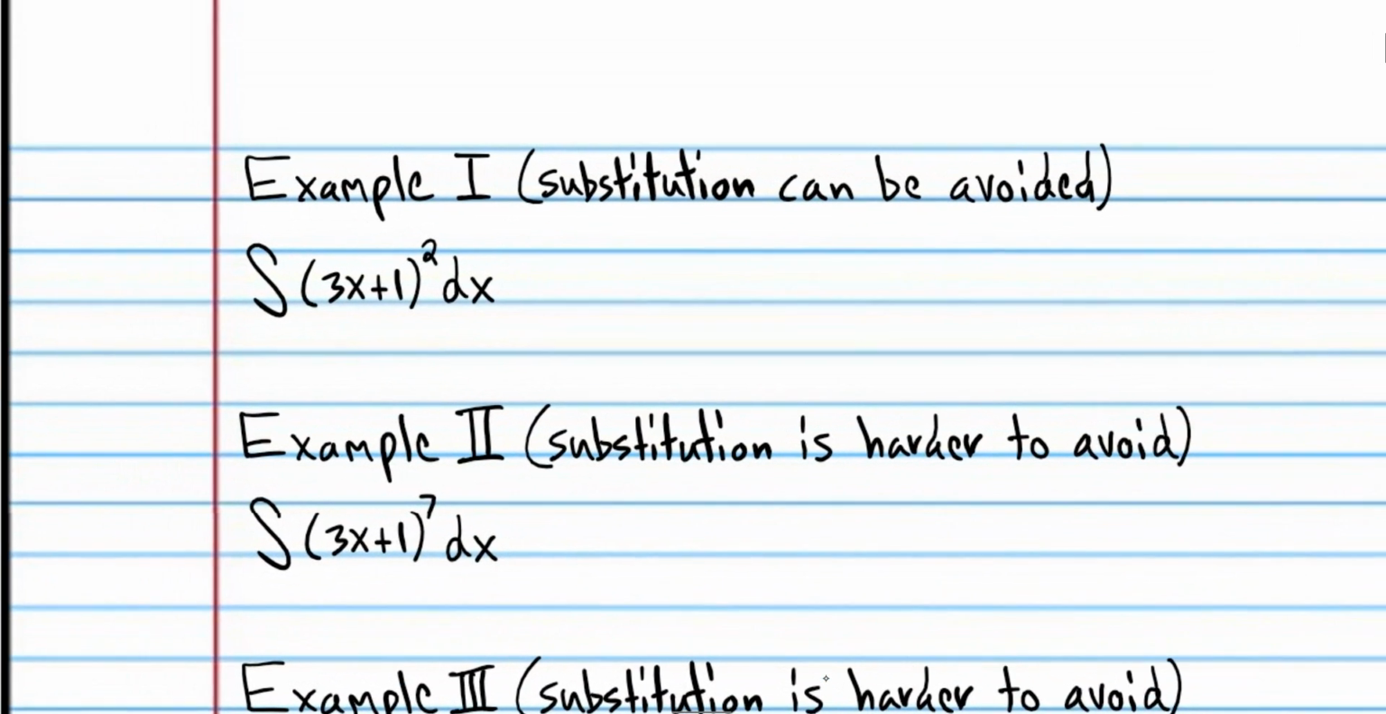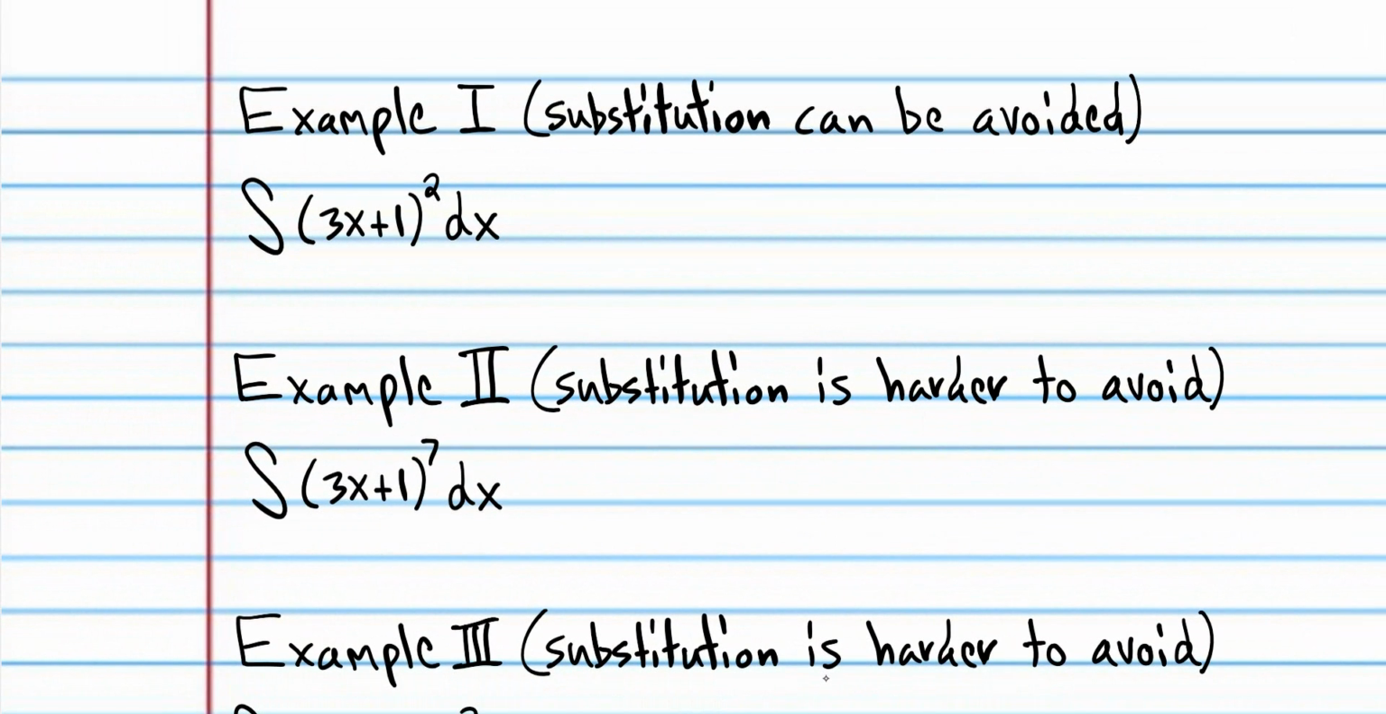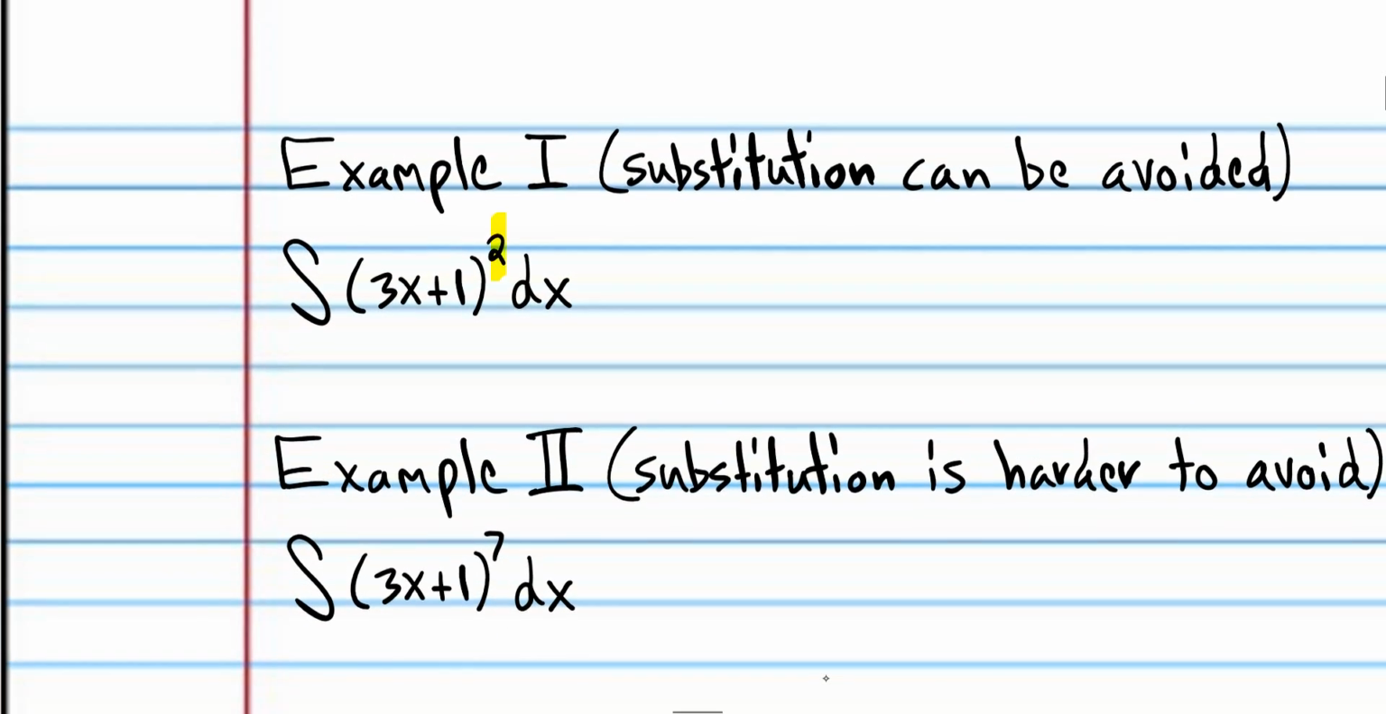So substitution is used when an expression is too complicated for us to find its antiderivatives. So we have a situation here where substitution would be useful, because we don't know how to find the antiderivative of that expression.